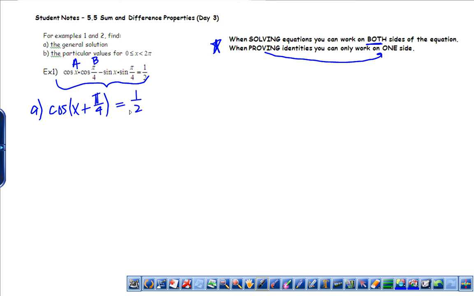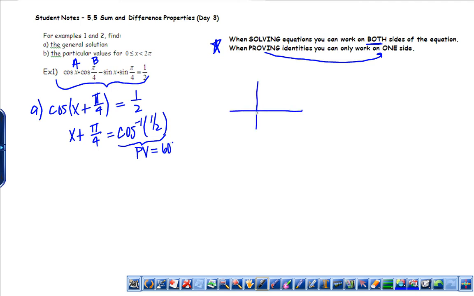Then I can move my cosine over because now I'm solving, so I'm working on both sides of this equation. If I move my cosine over, x plus pi over 4 is equal to arc cosine of 1/2. The principal value is 60 degrees, and how I found that was I drew a triangle of arc cosine, which is positive. This is adjacent over hypotenuse, and this is root 3. That's how I found the 60 degrees. Since we're in radians, we need to change that back to radians, so that's going to be pi over 3.